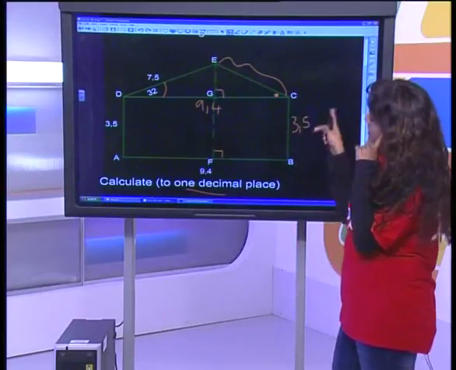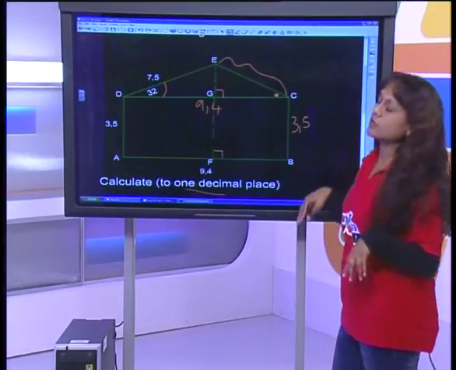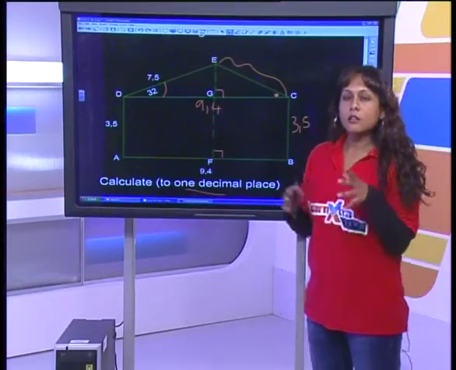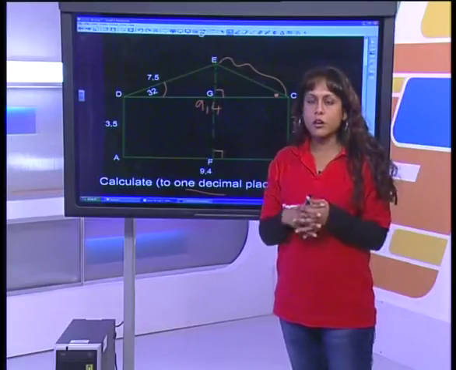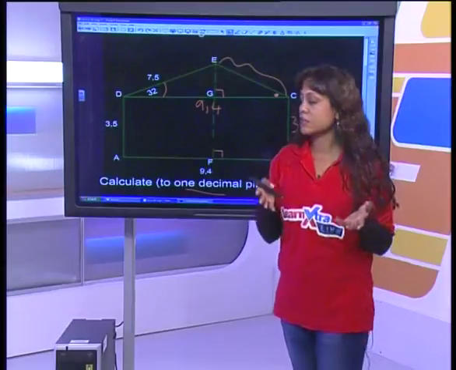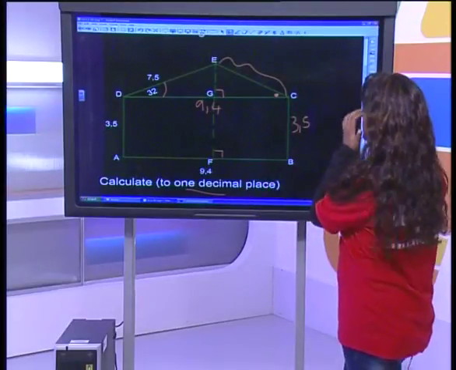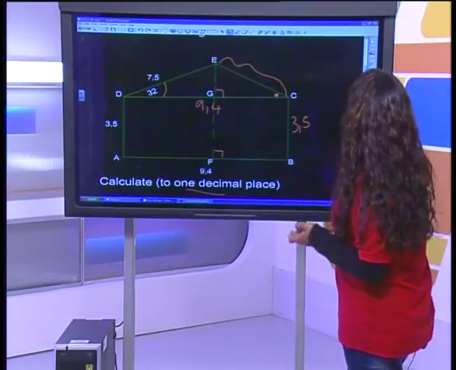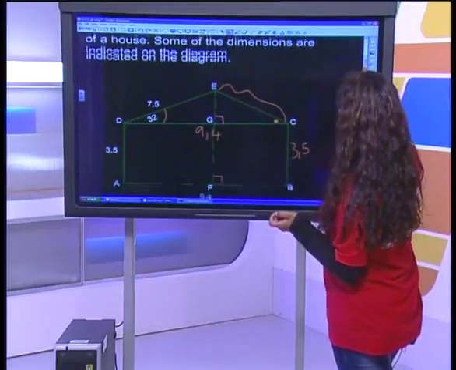So probably the quickest way to do this would be to use the sine rule. It really just depends on your question. You can't tell beforehand what's going to be the quickest method to use. It depends on what you're given. So for this one, it looks like we're going to use the sine rule, and I'm going to keep it on the top here. Hopefully it doesn't get too messy.